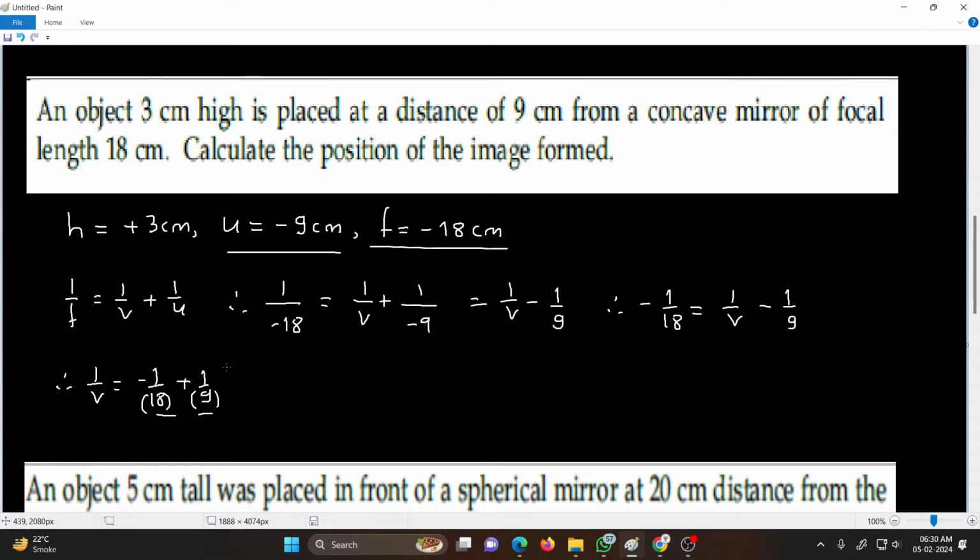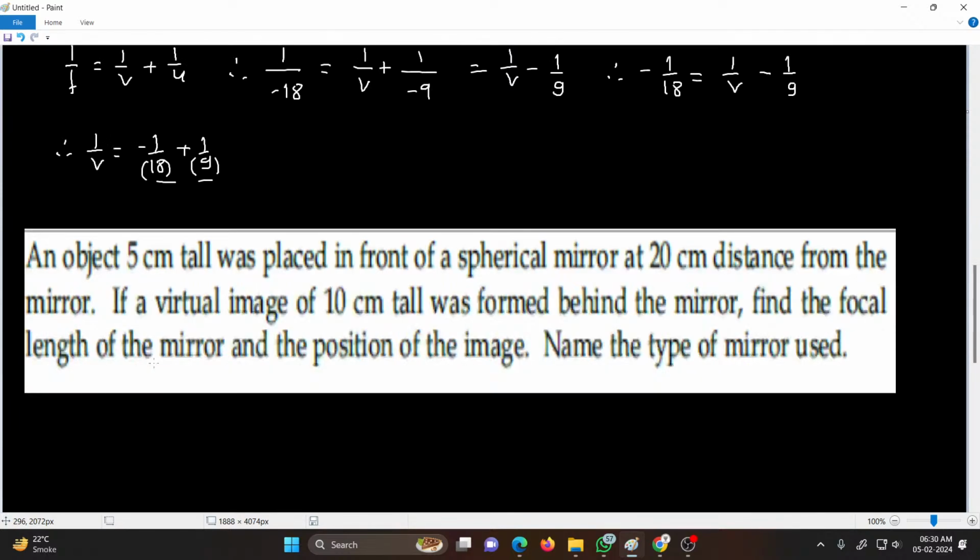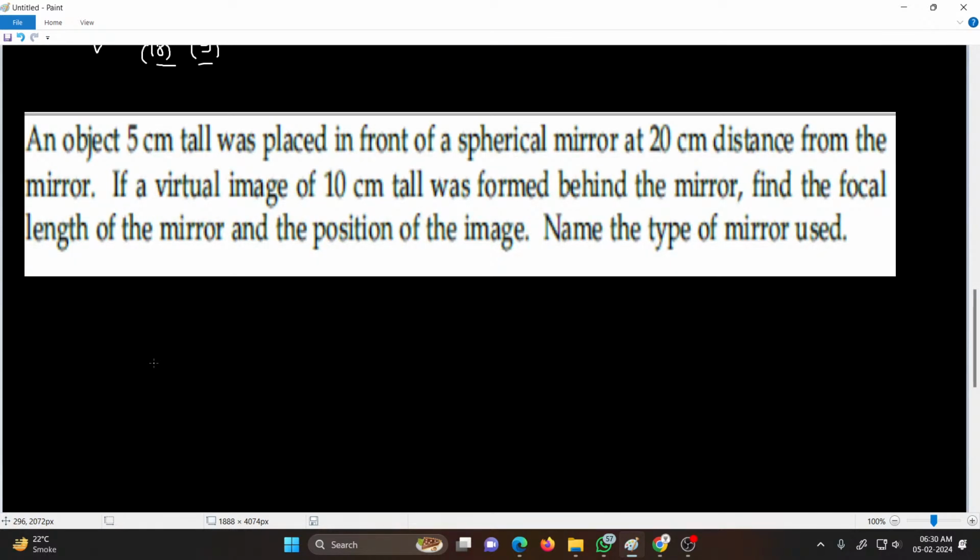So next question, an object 5 centimeter tall is placed in front of a spherical mirror. At a 20 centimeter distance from the mirror, a virtual image of 10 centimeter tall is formed behind the mirror. Find the focal length of the mirror and the position of the image, and then the type of the mirror used. Here also you have to read the question carefully.